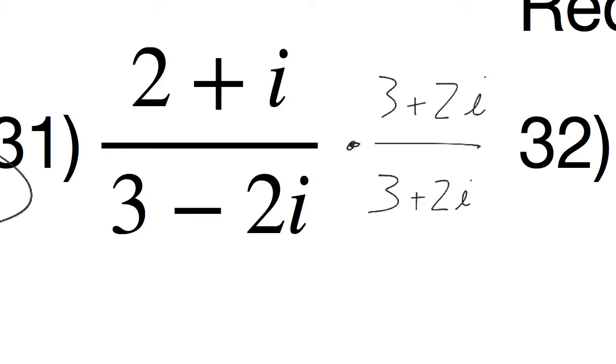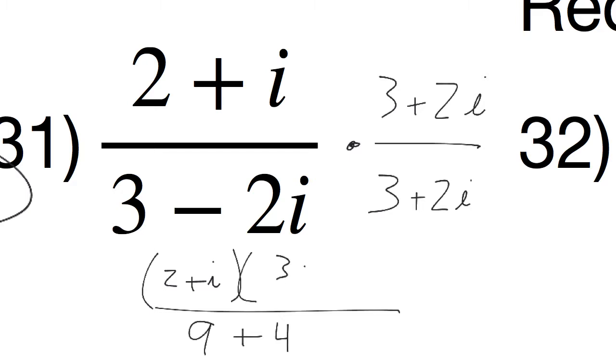Well, this conjugate looks really familiar. I just did it, so we can see that the inside and the outside terms are going to cancel. Really, in the denominator, it's just going to be 3 squared, which is 9, and 2i squared, which is negative 4. So minus negative 4 would be plus 4. And at the top, this is 2 plus i times 3 plus 2i.